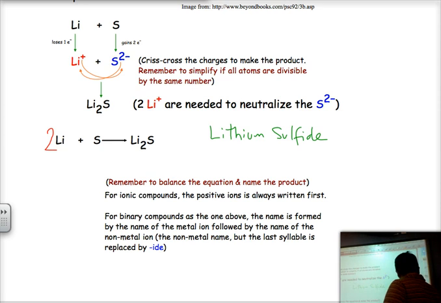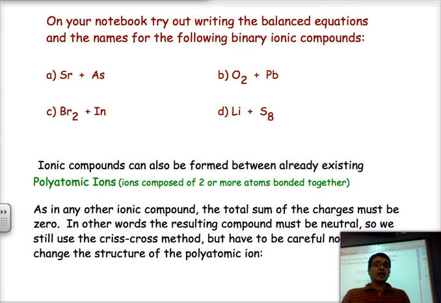Okay? So I'm going to ask you to try out these 4 little problems. Remember that if we have elements that are diatomic or polyatomic in their elemental form, we do not worry about the charge or the number of atoms. We only make the monoatomic ions.